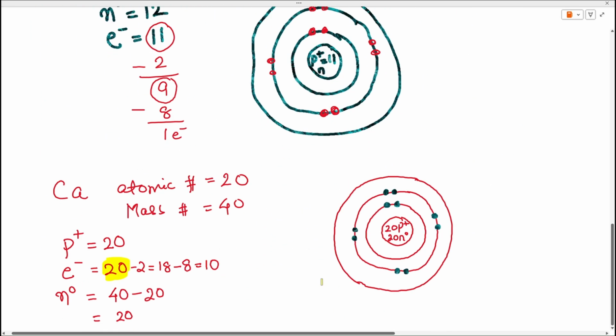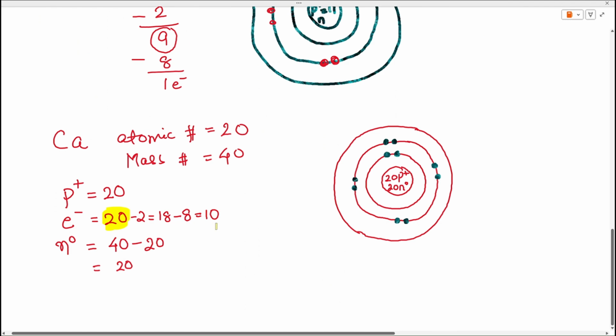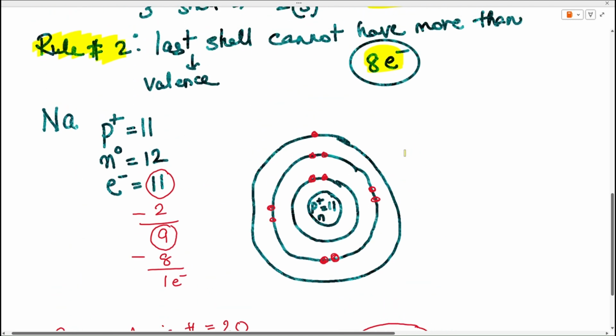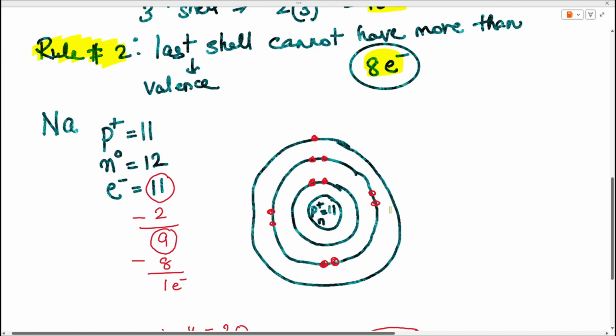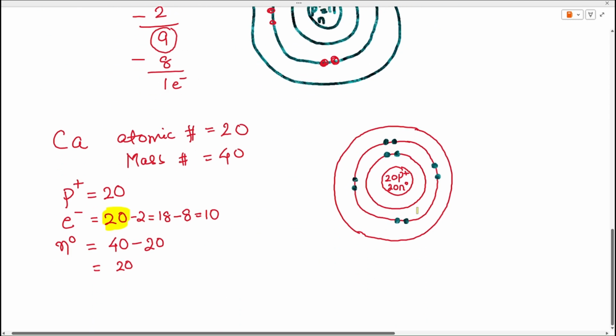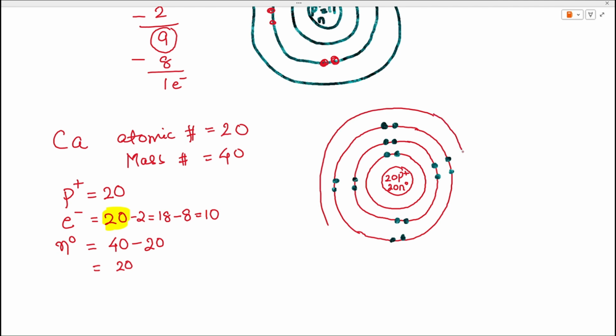And we have how many? 10 more. But if we put these 10 electrons, this is going to be the outermost shell. So we cannot put 10 electrons because if it is the last shell, it can hold only 8. So what we have to do is put 8 electrons in this one and then move 2 electrons to one more shell, which is the fourth shell, and now we put in the 2 more electrons. So this is the Bohr-Rutherford diagram for calcium.